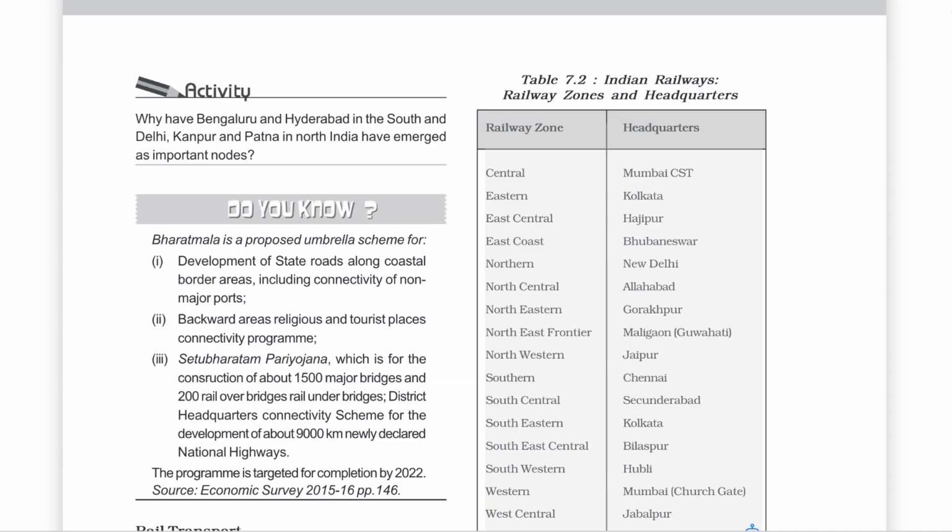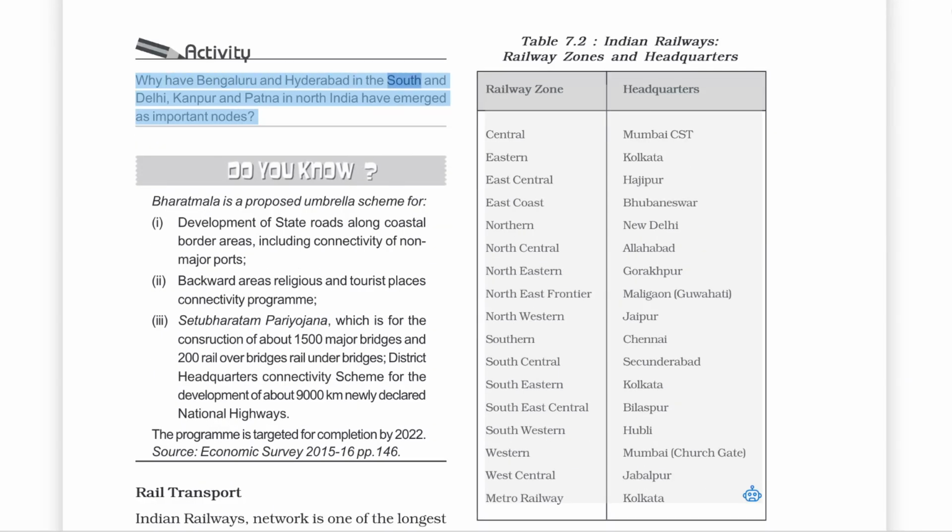Transport and Communications. Table 7.2, Indian Railways, Railway Zones and Headquarters. Why have Bengaluru and Hyderabad in the south and Delhi, Kanpur and Patna in North India emerged as important nodes?